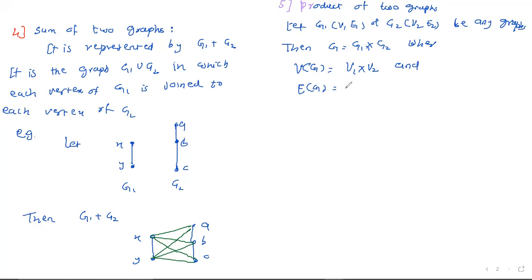Okay, we can write it like this. Mathematically, we can write V of G1 into E of G2, intersection V of G2 into E of G1. And this is union.